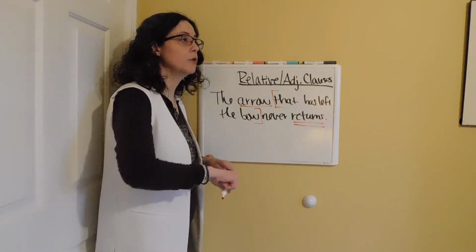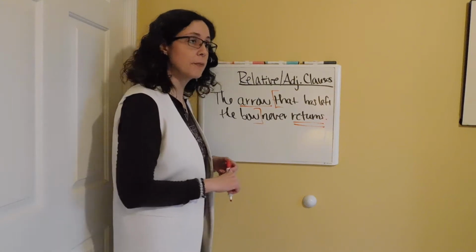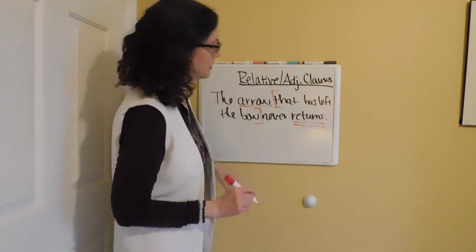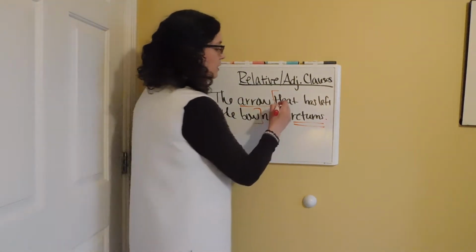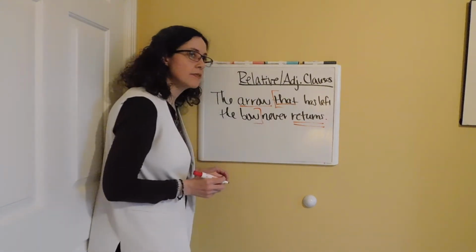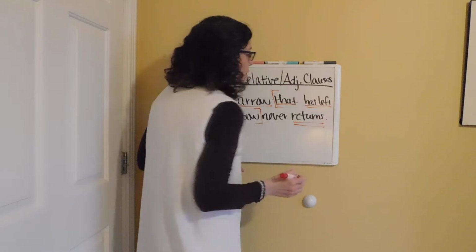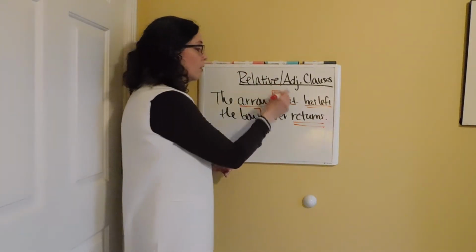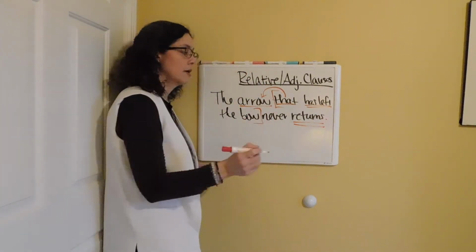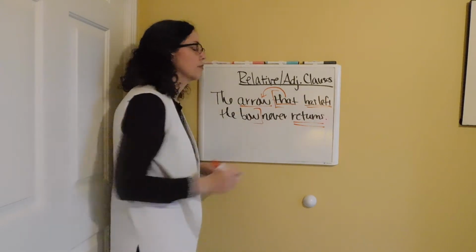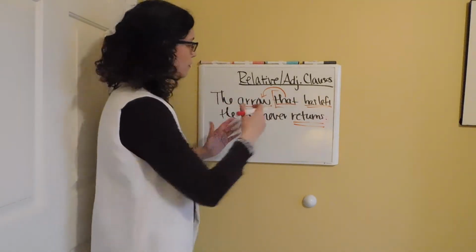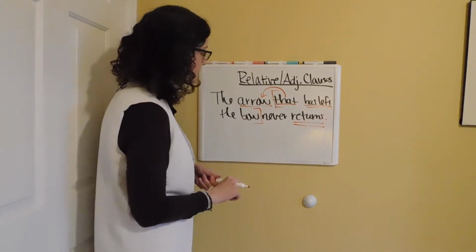Alright, so you can say that you have a second sentence in the middle of the first one to a certain extent. That's one way to think about it, because that is operating as the subject of this dependent clause, and has left is operating as the verb. This modifies arrow. Which arrow never returns? The one that has left the bow. So, that has left the bow is this clause.